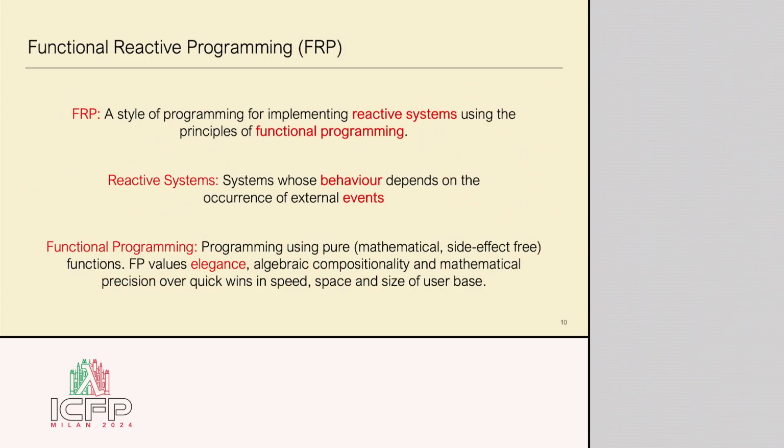So in this work we try to use functional reactive programming, and we try to see how well art has accepted this form of programming. So FRP, I guess most of you know this, but just a one-line summary of what that is. FRP is a style of programming for implementing reactive systems using the principles of functional programming.